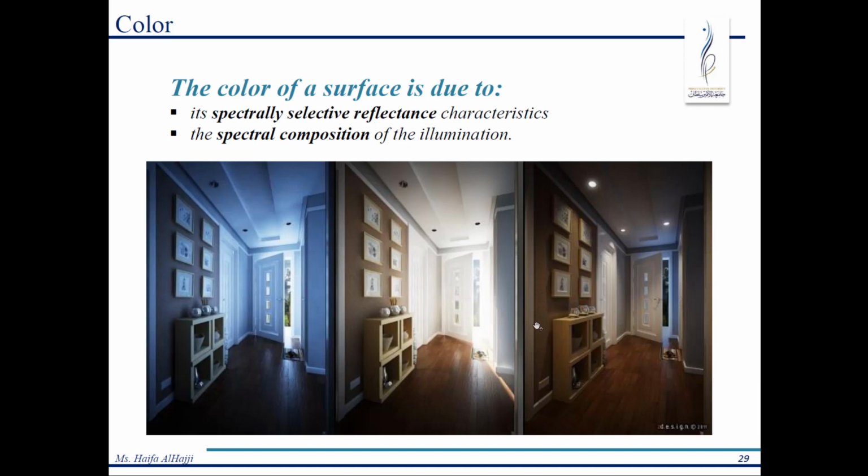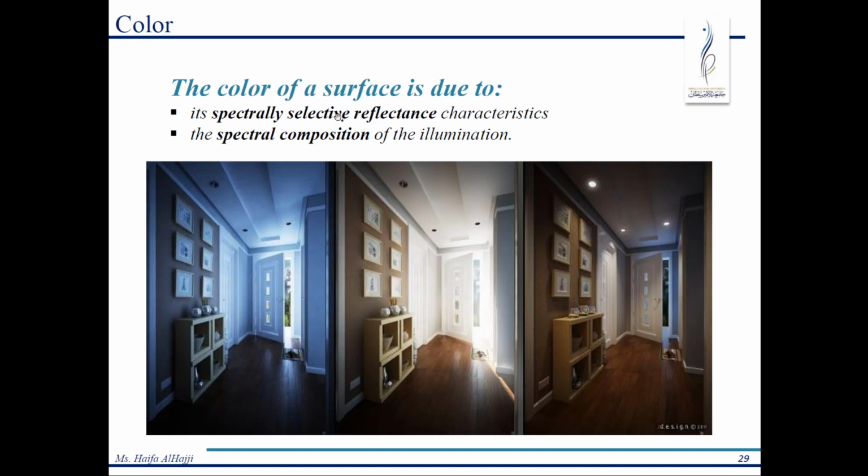So far, we learned that the color of a surface is due to two things. It relies on the surface itself, the type, what color it's going to reflect. And it also relies on the light falling on that surface, the color of that light. As we can see in these three images, we have the same space at different times of the day.